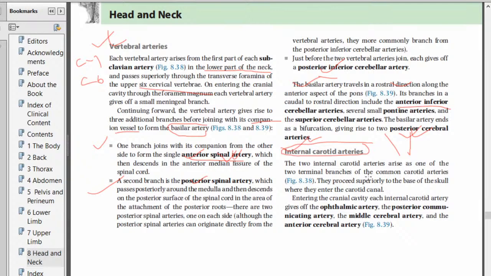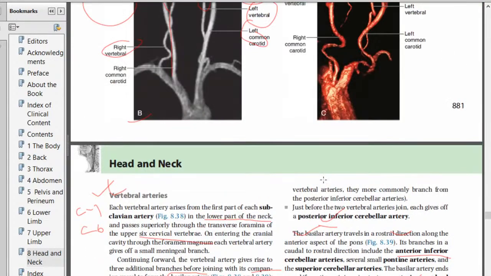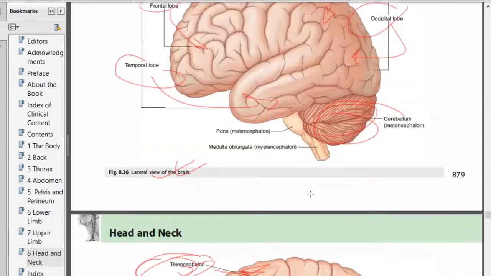So, carotid canal. Can you remember where the carotid canal was? It was around the posterior. So we're searching for the carotid canal.